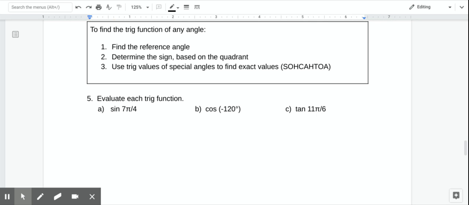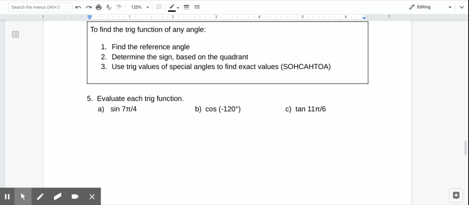So what we're going to do now is put together a bunch of these isolated ideas that we've been working on, and move towards finding the exact value of a trig function. So for example, in number 5, finding the sine of 7 pi over 4. Yes, we can put that into our calculator, but it gives us a decimal answer, and what I would like is an exact value.